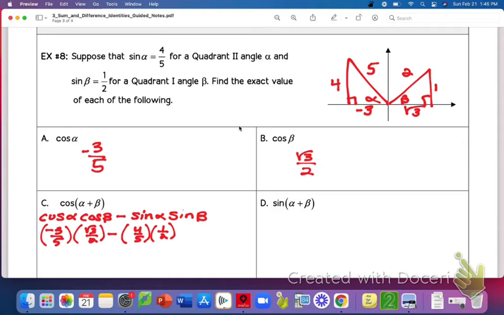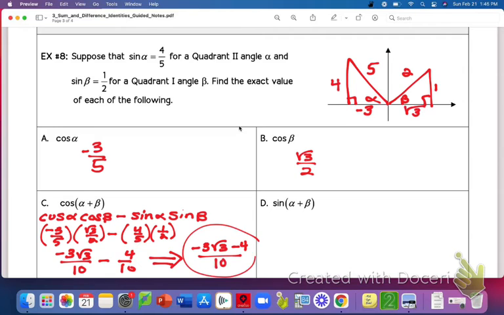So where does that get us? So here we have a negative 3 root 3 over 10 minus, looks like 4/10. So if I put that all together, I get negative 3 root 3 minus 4, all over 10. That's my one fraction. Do it for sine.